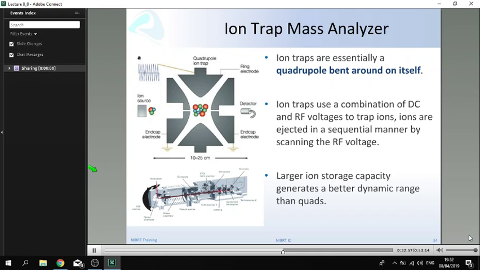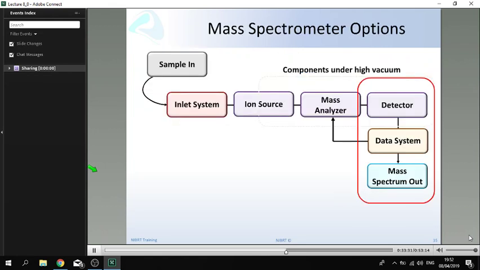Then we have the ion trap mass analyzer. Ion traps are essentially just like a quadrupole, but bent around on itself. They use a combination of DC and RF voltages to trap ions. So you're trapping ions, and then when you have enough, you're ejecting them in a sequential manner. This larger ion storage capacity generates better dynamic range than quads. Okay, so it allows you to trap a lot and then send it straight away into the detector to be detected.